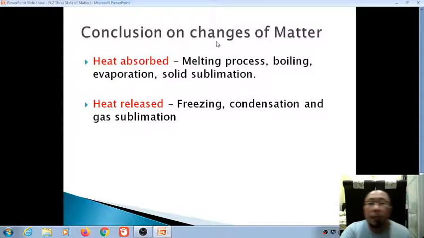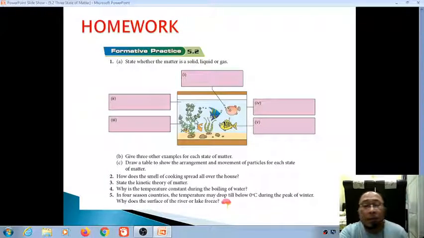So the conclusion for these changes of matter: these processes absorb heat, melting, boiling, evaporation, and solid sublimation, while during freezing, condensation, and gas sublimation, heat will be released. So you must understand these two concepts: which processes absorb heat, and which processes release heat. Okay, so that is the explanation for subtopic 5.2.